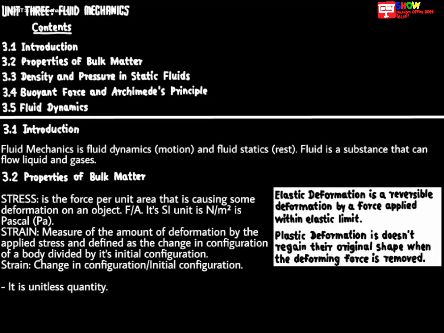3.2 Properties of bulk matter. Stress is the force per unit area that causes some deformation on an object, F over A. Its SI unit is Newton per meter squared, which is the Pascal. Strain is a measure of the amount of deformation caused by this applied stress, defined as the change in configuration of a body divided by its initial configuration. Strain is a unitless quantity.